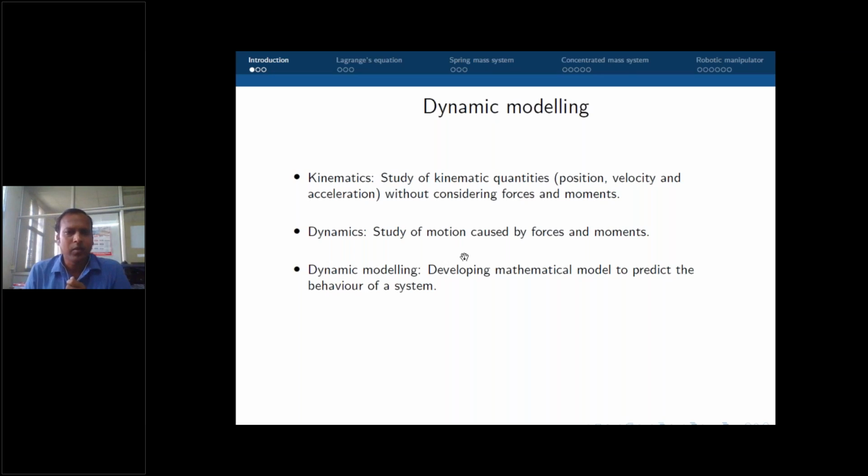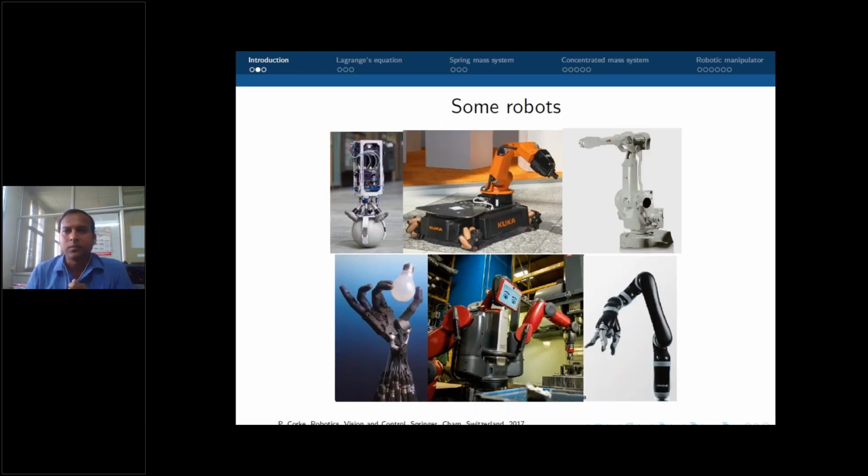So what is dynamic modeling? In dynamic modeling, we develop mathematical models to predict the behavior of a system. So we obtain a relationship between these kinematic quantities and forces and moments, so that we can predict the behavior of any system. So these are some robots. I have taken this from the book below. I have given the reference.